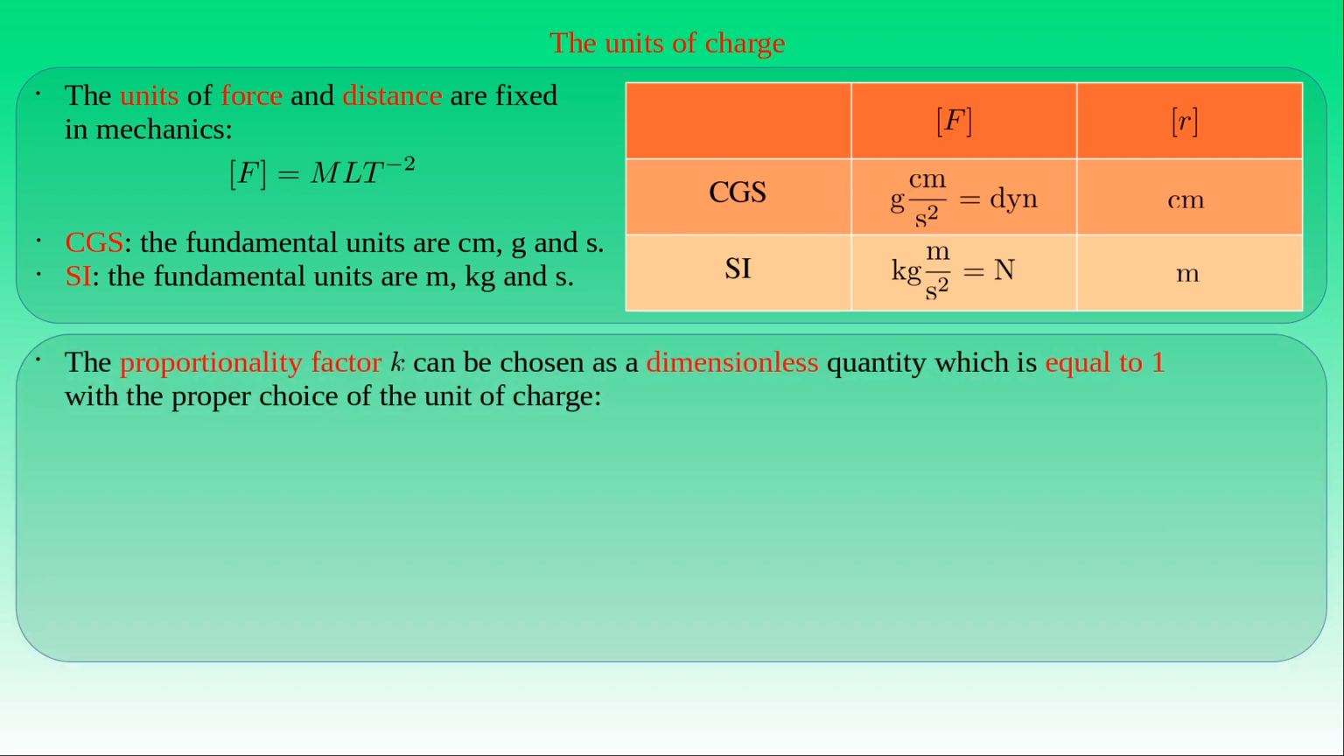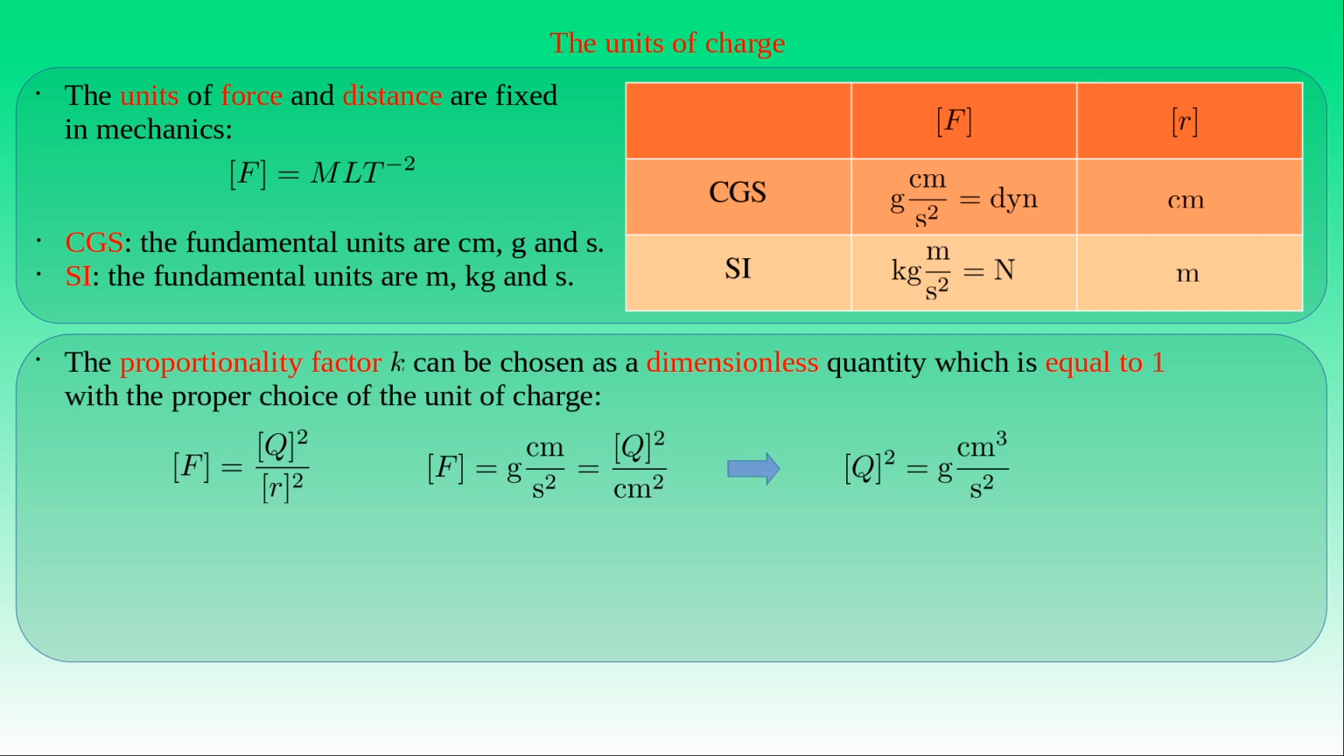We can choose the unit of charge in such a way so that the proportionality factor K becomes a dimensionless quantity which is equal to 1. By virtue of Coulomb's law, the unit of force is equal to the ratio of the square of the unit of charge to the square of the unit of distance. In the CGS system we can write that gram times centimeter per second squared is equal to the ratio of the square of the unit of charge to centimeter squared. Then the square of the unit of charge is equal to gram times cubic centimeter per second squared.